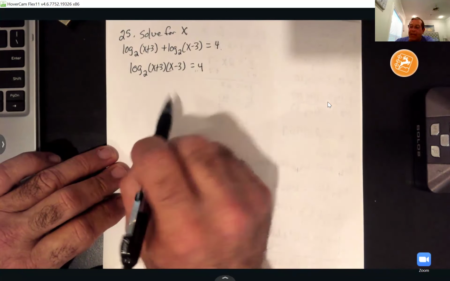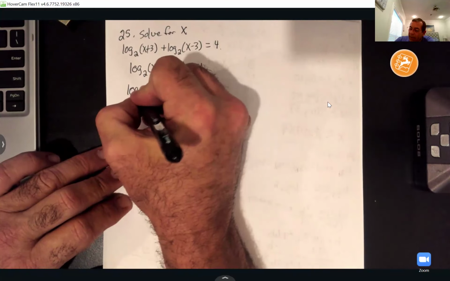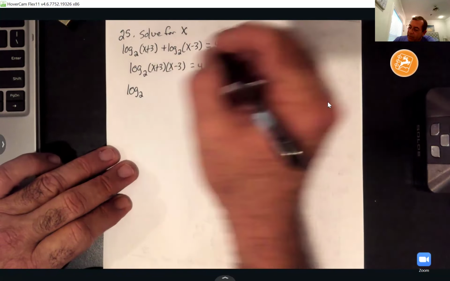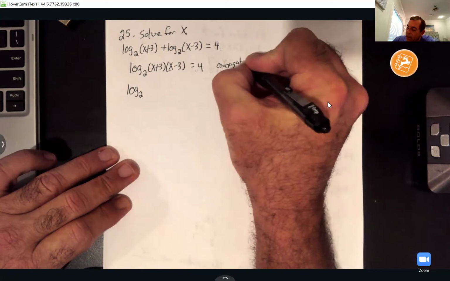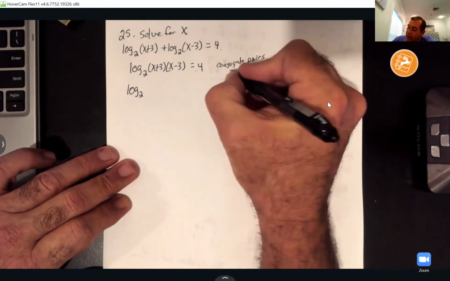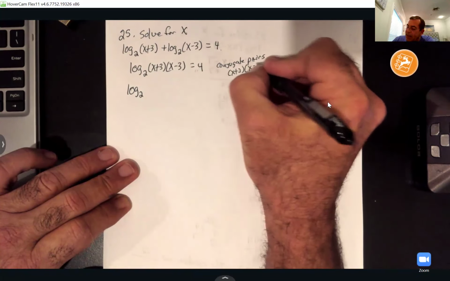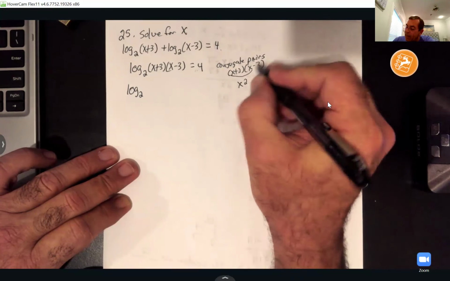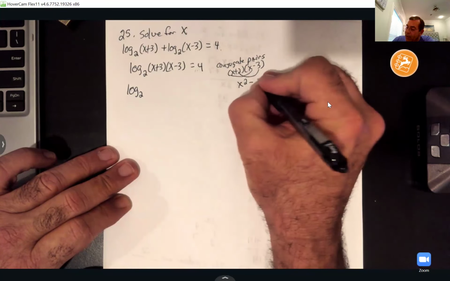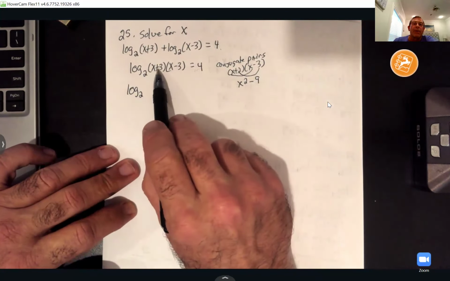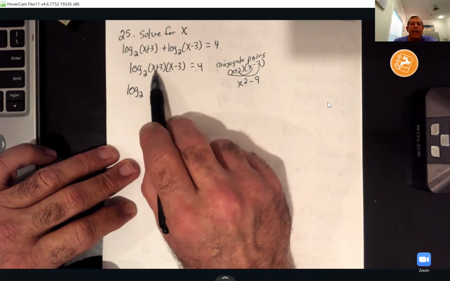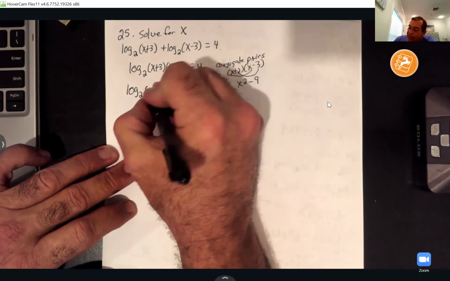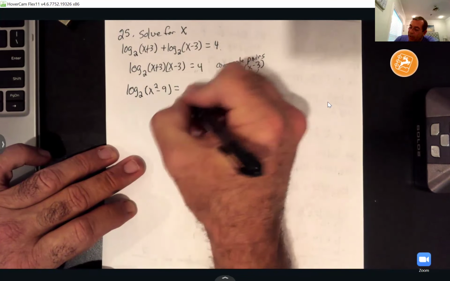Now, y'all, I actually go one more step on this. And I'm actually going to multiply this out. Now, remember, these are conjugate pairs. Okay, so x plus 3 times x minus 3. We can shortcut that. We can do x times x and get an x squared. And then 3 times -3 is a -9. Remember, you don't have to FOIL the whole thing out because the 3x and the -3x are going to cancel anyway. So now I got a log base 2 of x squared minus 9. That's going to equal 4.